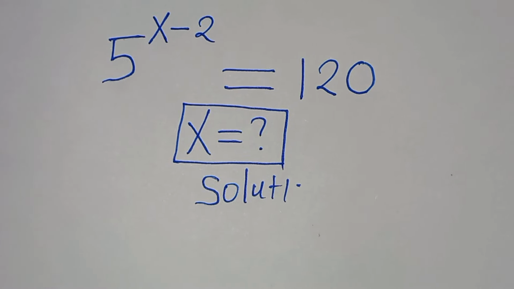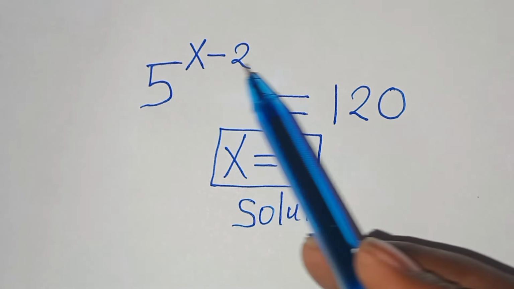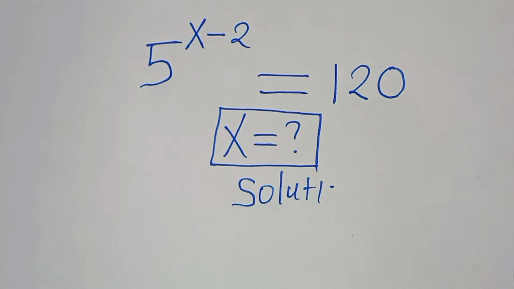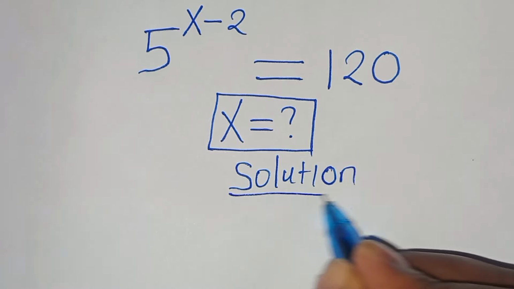Hello everyone, you're welcome to solve this nice exponential equation here, which is 5 to the power of x minus 2. This is equal to 120. So what is the value of x? Now let's provide a solution from here.